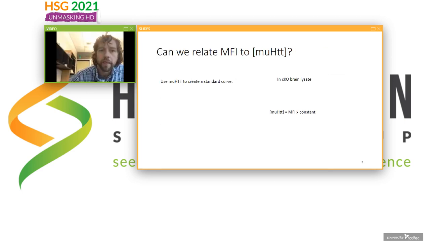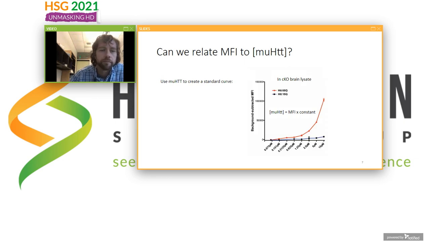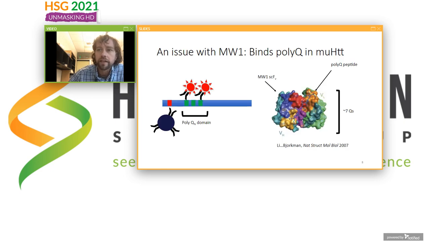All right. So the next question we wanted to ask is, can we relate the MFI, the fluorescent intensity of our readout, to the actual concentration of mutant Huntingtin? And to do this, we would just need to generate a standard curve where we had known concentrations of mutant Huntingtin, and then we would be able to relate that to the median fluorescent intensity of our measurement using some sort of equation. But here we ran into an issue, and that issue is that MW1 binds to the poly-Q region in mutant Huntingtin, right?